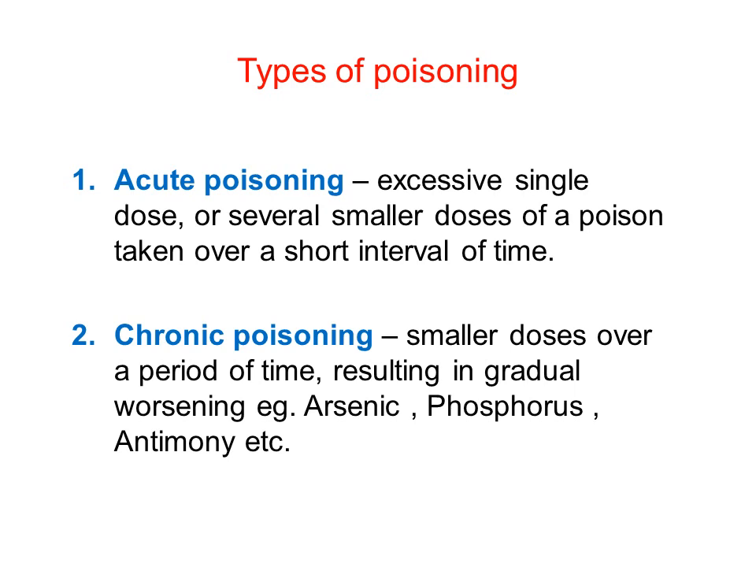And in chronic poisoning, the person has taken smaller doses over a longer period of time, resulting in gradual worsening of symptoms. They include arsenic, phosphorus, antimony, but these poisons, when taken in a very short interval of time or in very large quantity in a single dose, can cause acute poisoning.